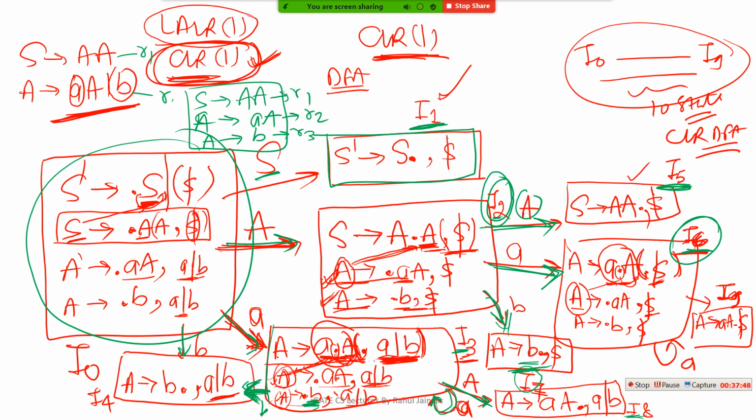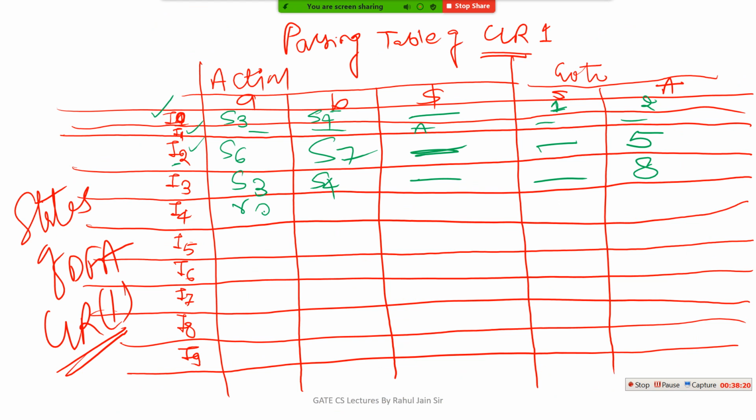Now I will come to I4. I4 is reducing itself. Very, very interesting table now. Which equation is it? It is equation number 3, R3. So where should I reduce it? I have to reduce it on its lookahead. This is the importance of lookahead. I need to reduce A derives B dot because the dot is on the right hand side. I will reduce it on the lookahead of A. What are the lookaheads of A here? A and B. So I will write R3 under A and B, and leave all other spaces blank.